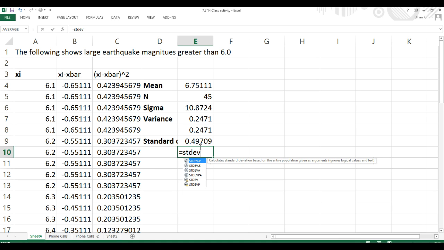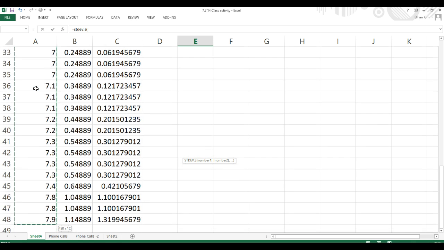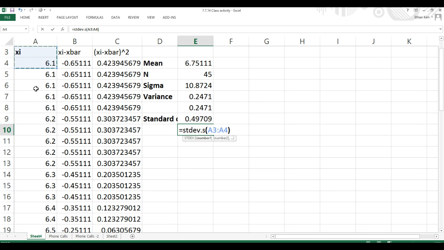But population, we're never going to use population, as I said before. So we're going to choose STDEV.S. And then you just open parentheses and give it a range. Same thing. So A4 to A48. Close parentheses, enter.